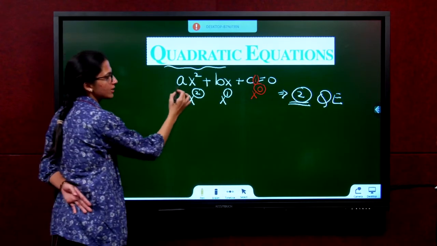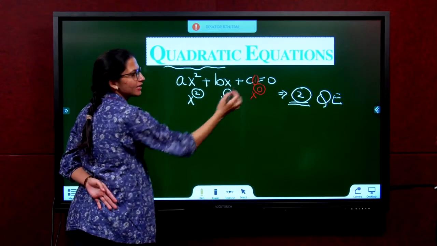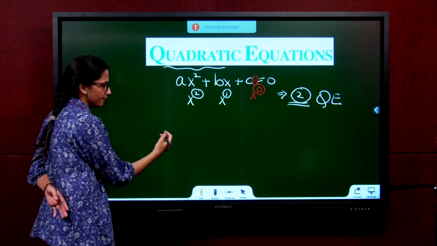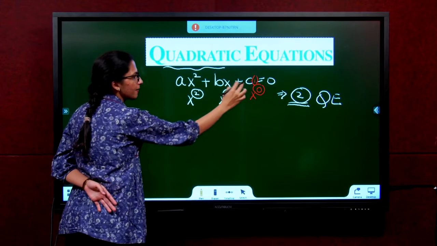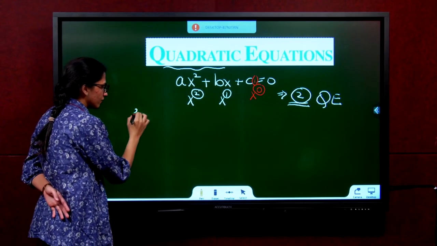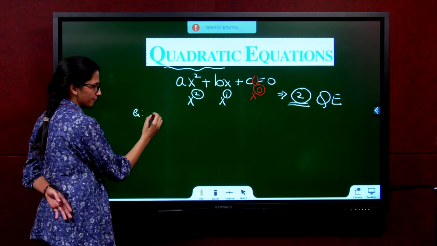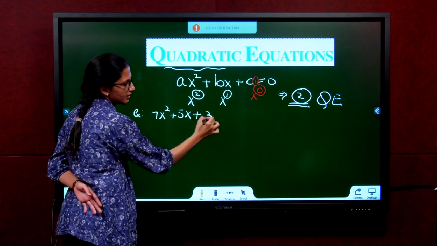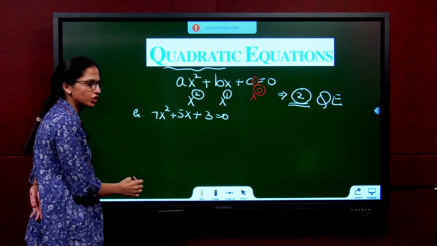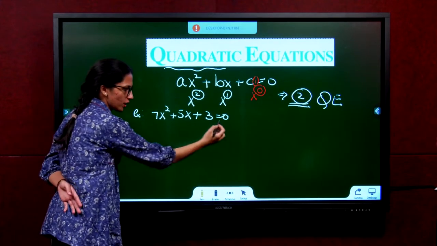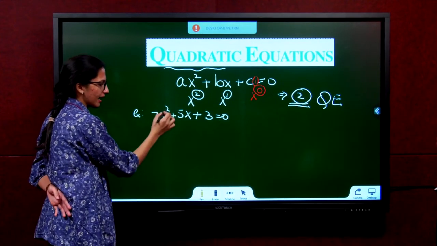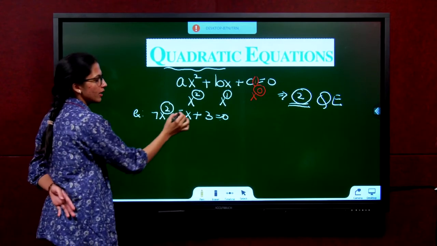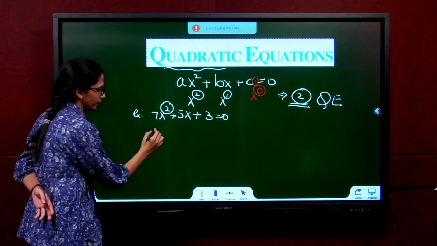So until now, we studied that ax square plus bx plus c is equal to 0 is a quadratic equation. Let us see a few examples and understand what is this a, b and c. First example, 7x square plus 5x plus 3 is equal to 0. Is it a quadratic equation? Yes, it is. If you look at the equation, these are normal numbers and x square is present. The highest power of x is 2. Therefore, this is a quadratic equation.